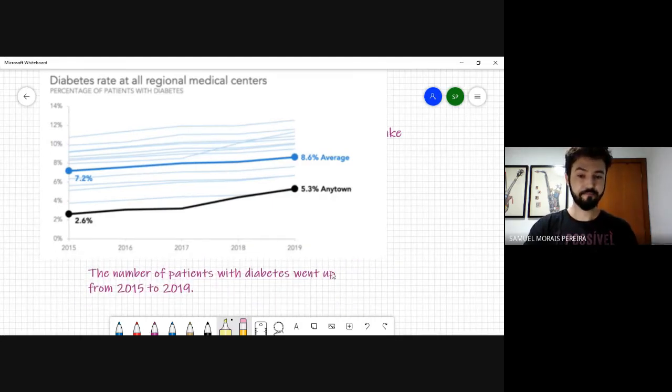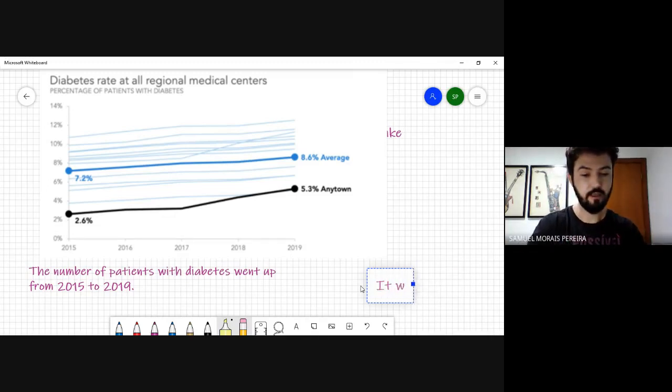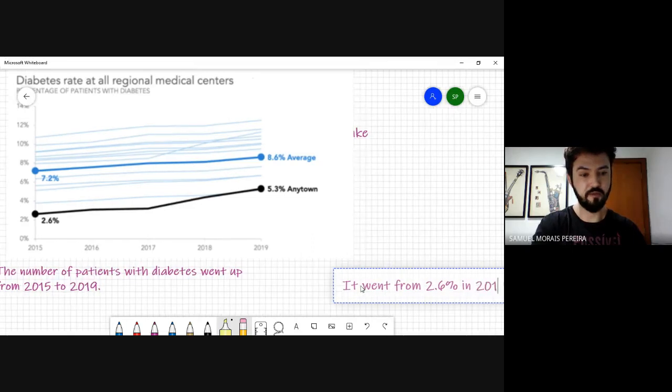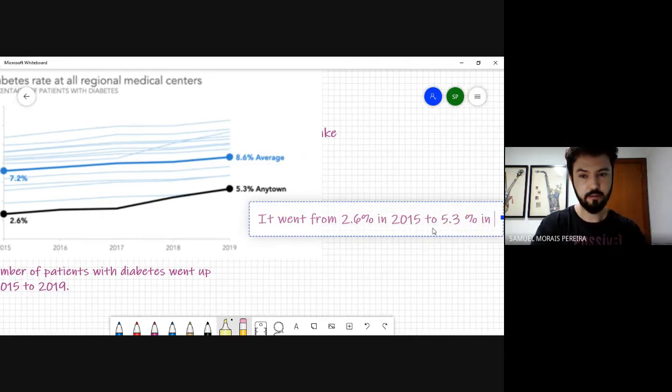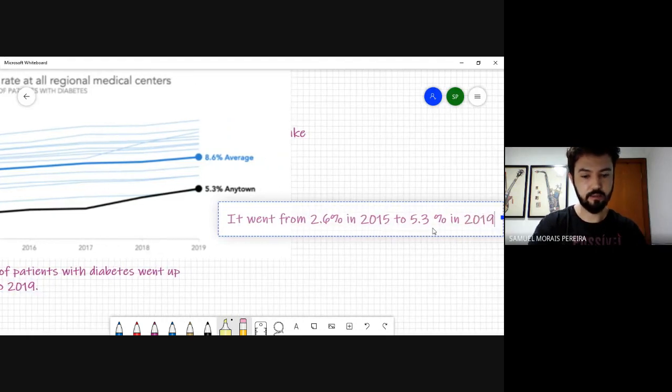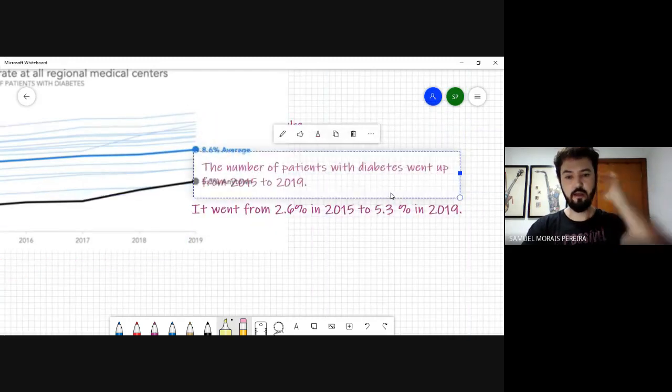Or you could say something like, olha, foi de 2,6% para tanto. You can say, it went from 2,6% in 2015 para, and then you say, oh, to 5,3% in 2019. Tá vendo? É uma outra forma de você falar a mesma coisa, olha. Ou então complementando a informação de baixo, né?